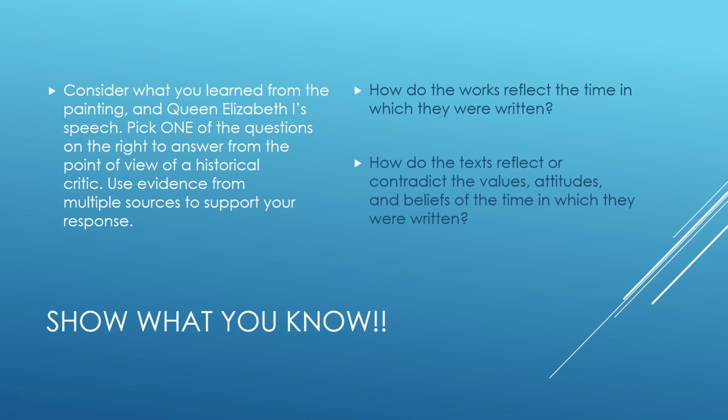So, in other words, you're going to be using information from the text, the speech, and the painting to support your answer. So, the first question you might consider: how do the works reflect the time in which they were written? And how do the texts reflect or contradict the values, attitudes, and beliefs of the time in which they were written?